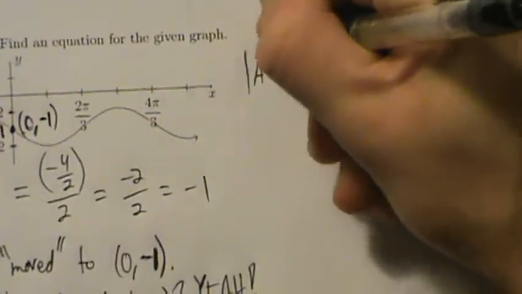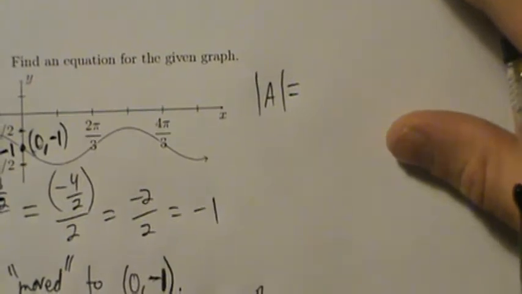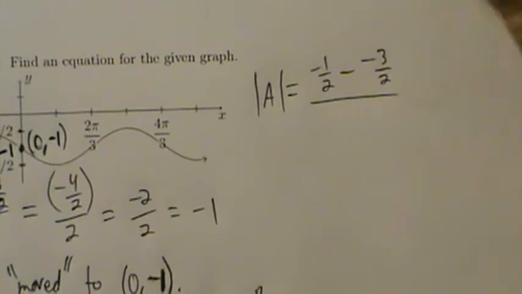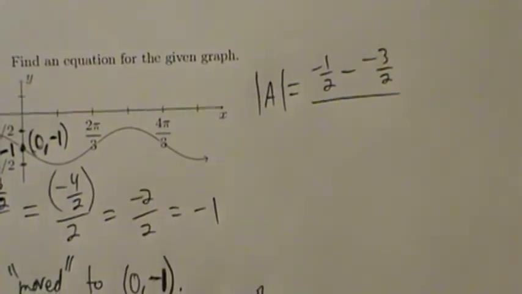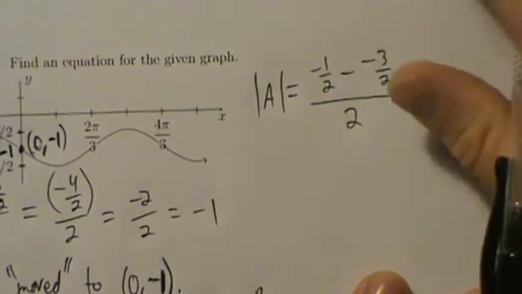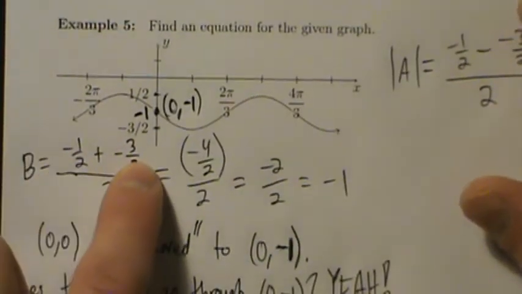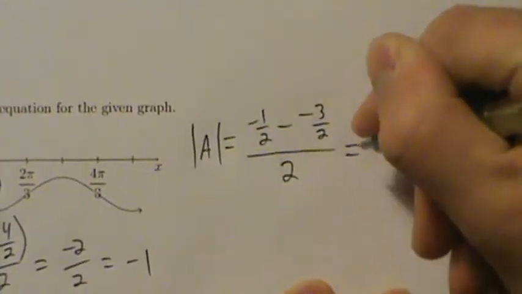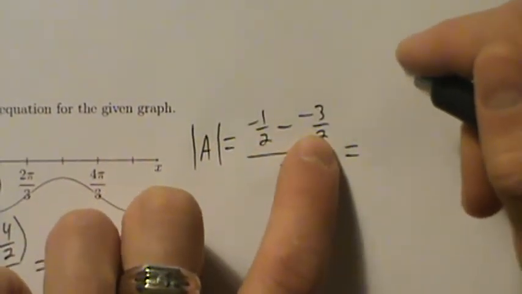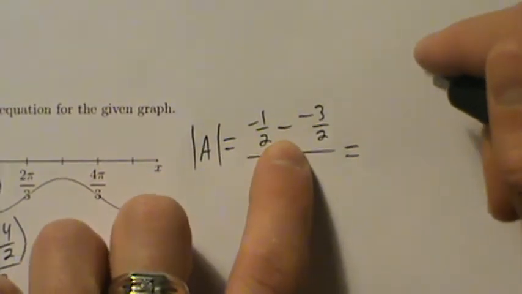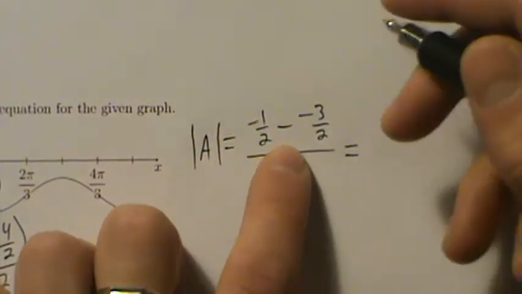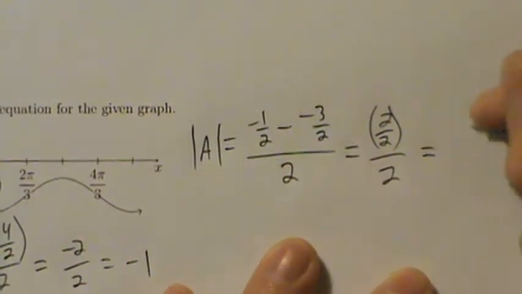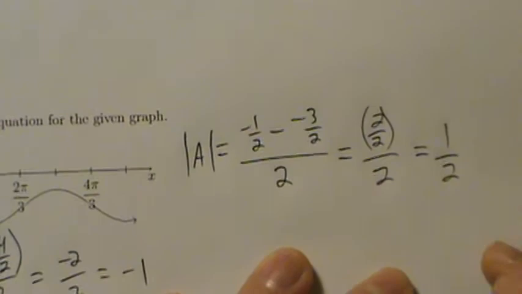So the absolute value of a is the max value, which we already know is -1/2, minus the min value, which we already know is -3/2. Okay, we talked about that when we did b, all divided by 2. So max value, min value, -1/2, -3/2, and here we're subtracting them. So -1/2 minus -3/2, that's really -1/2 plus 3/2. So -1/2 plus 3/2 is 2/2, and that's all being divided by 2. So 2/2 is 1, divided by 2 is 1/2.